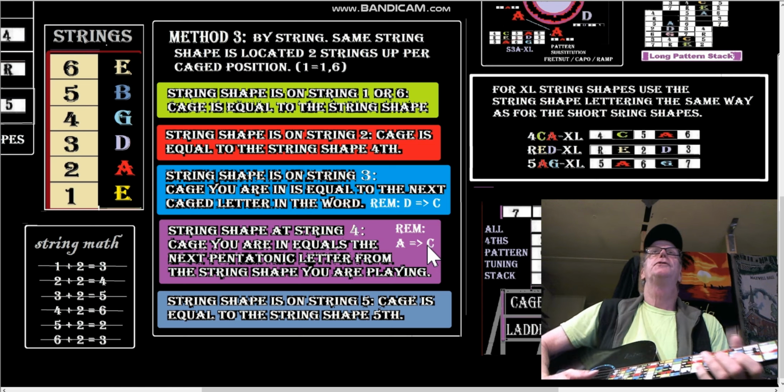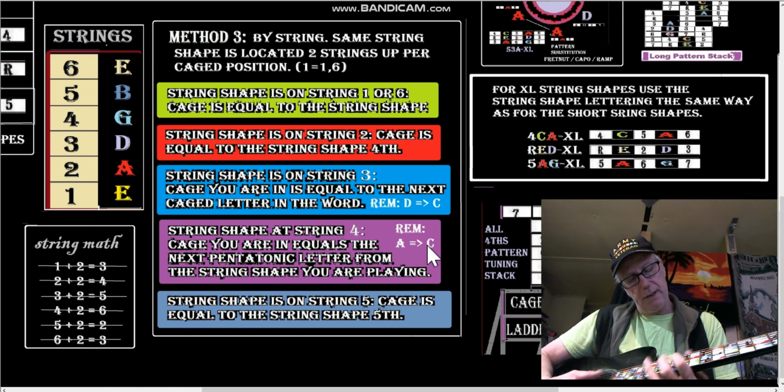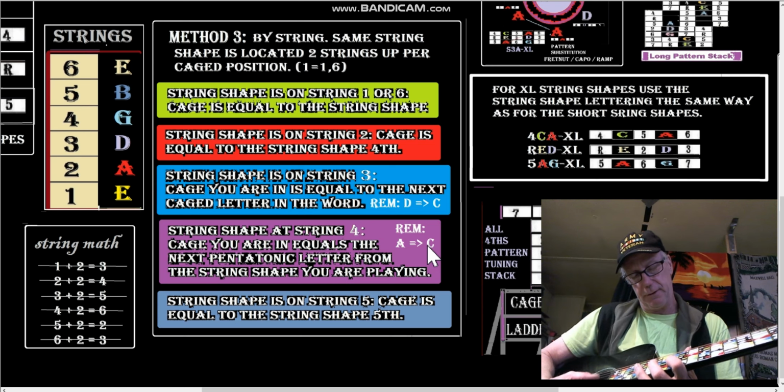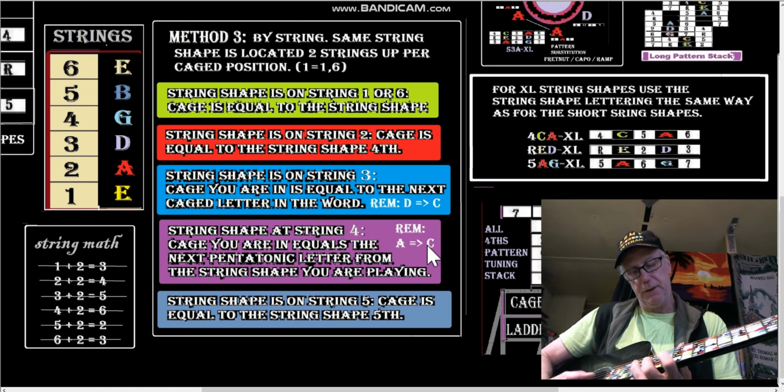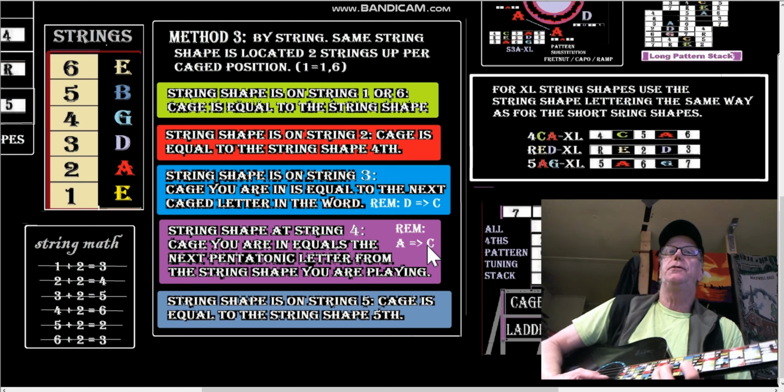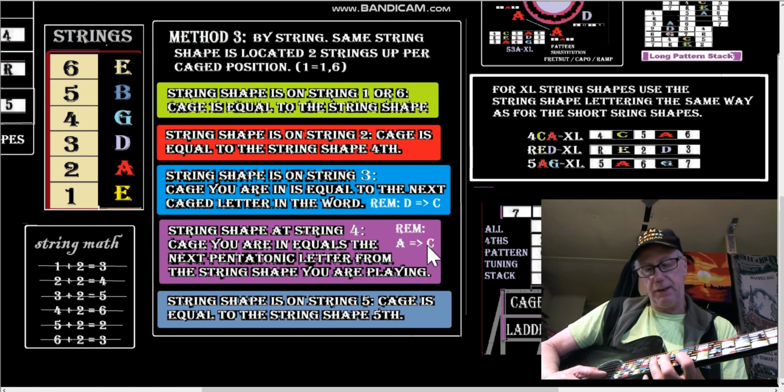Okay, let's try another one. String 4 now only. Let's say we have a nice D shape here. 2, 3, 4. D goes to E in a pentatonic scale. We're in the E cage.